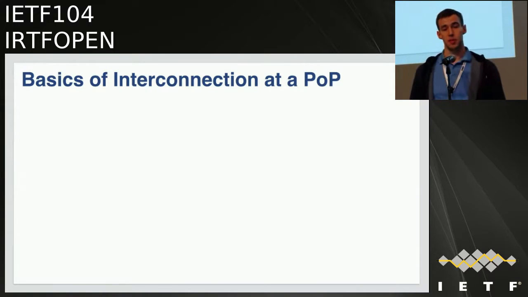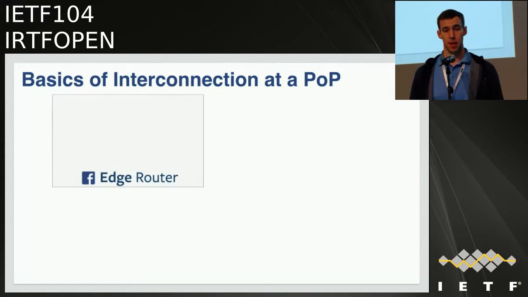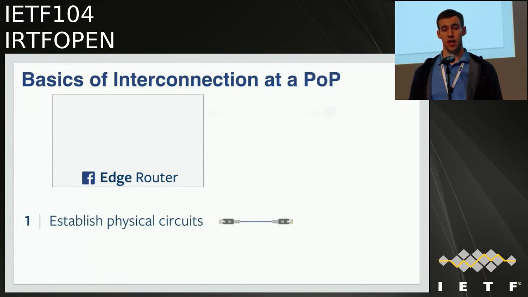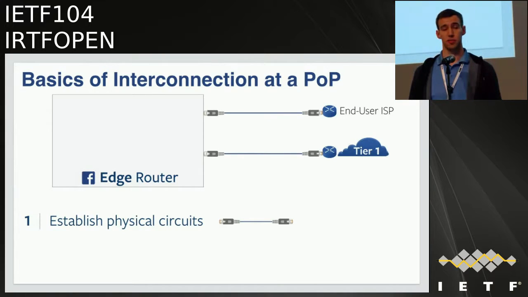Now let's dive a little bit deeper into what goes on in internet connection at a POP, and then I'm going to go into the challenges that exist for interconnection. So first, at every POP around the world, we have one or more edge routers. We establish physical interconnections or circuits between those edge routers and other networks. So in this case, we've established an interconnection with an end user ISP and also with a tier 1 transit provider.